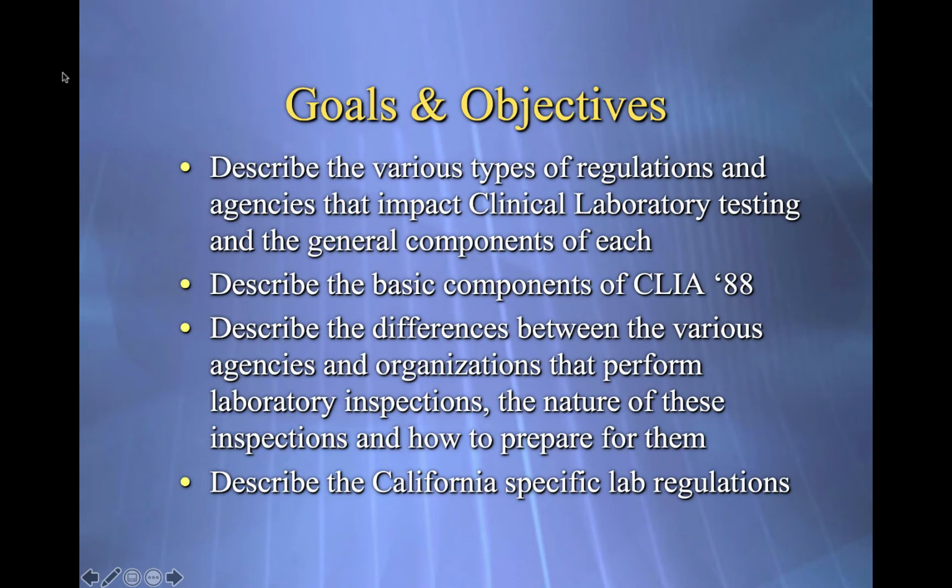Okay. So, goals and objectives. You should be able to describe the various types of regulations and agencies that impact laboratory testing and their general components. You should be able to describe the basic components of CLIA 88 and what it does. You should be able to describe the differences between the various agencies and organizations that perform laboratory inspections, the nature of those inspections and how to prepare for them. And you should be able to describe something of the California specific laboratory regulations.